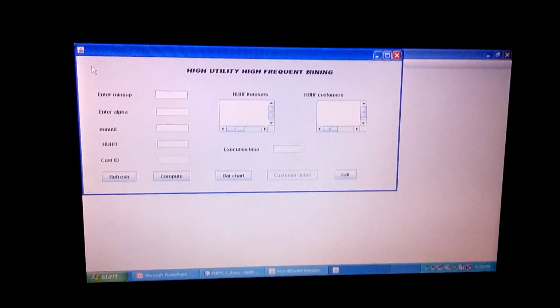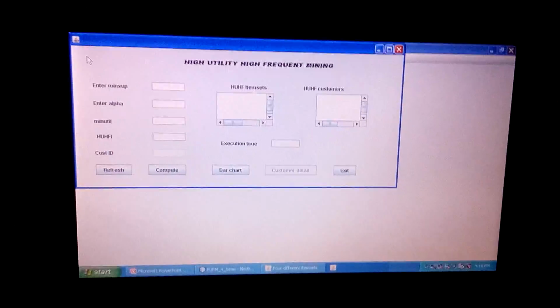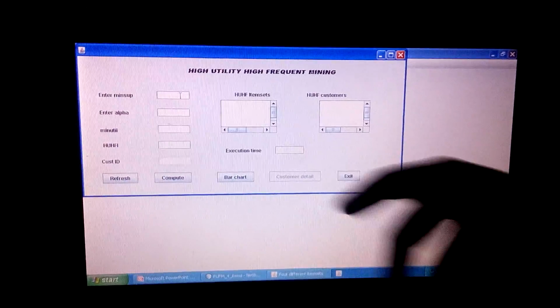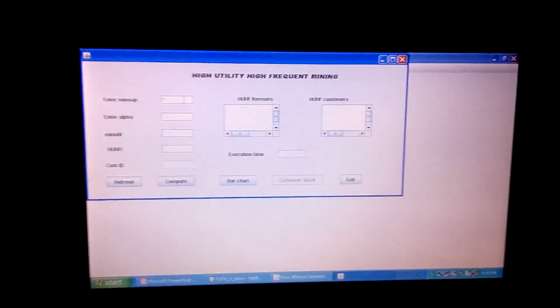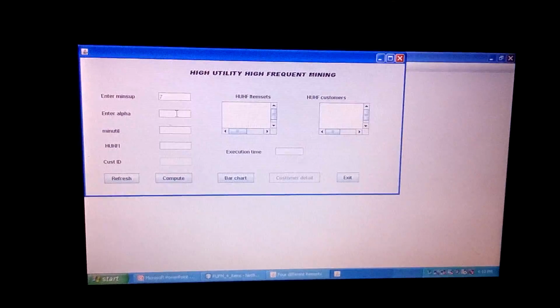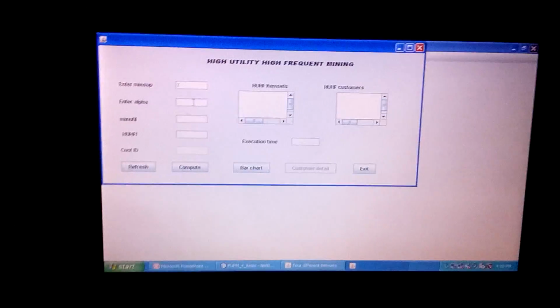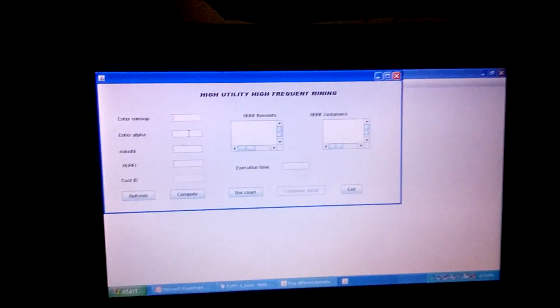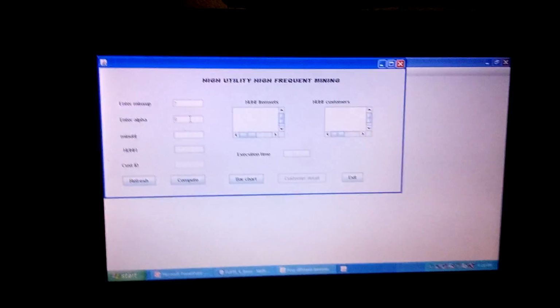In algorithms, we have to choose the first frequency, high utility and high frequent mining. Here, as I said, we have to enter the amount of transactions done today. So, 7, more than 70% of the products have been transacted. And then we have to enter the profit.